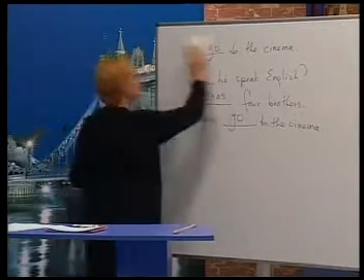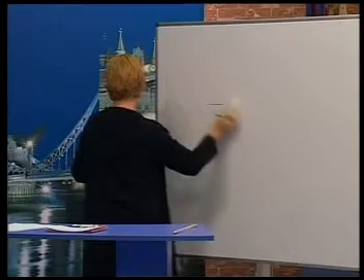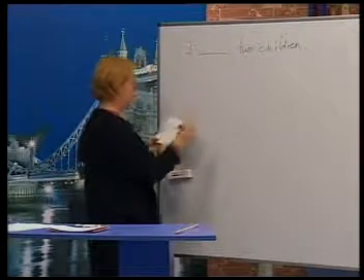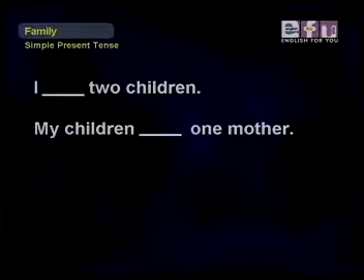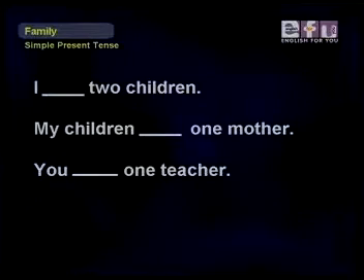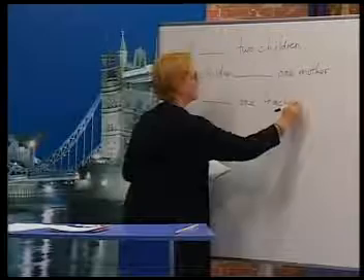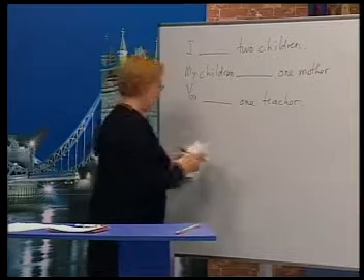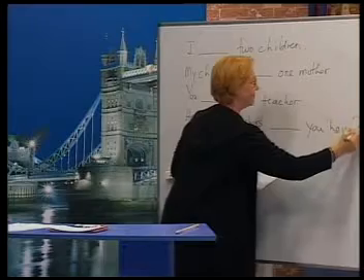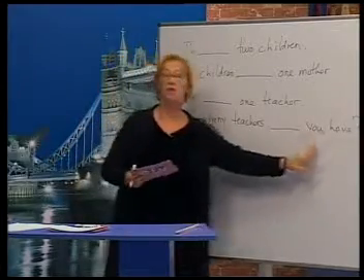Okay, now let's look at some new sentences, and we'll do the same thing again. So, here we go. I blank 2 children. My children blank 1 mother. You blank 1 teacher. And how many teachers blank you have? How many teachers you have?